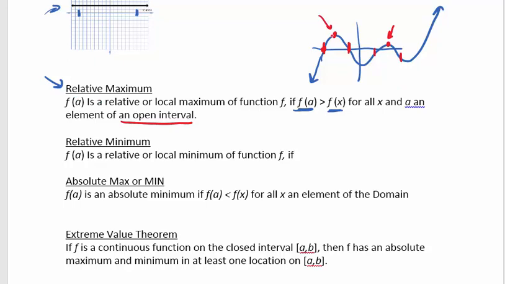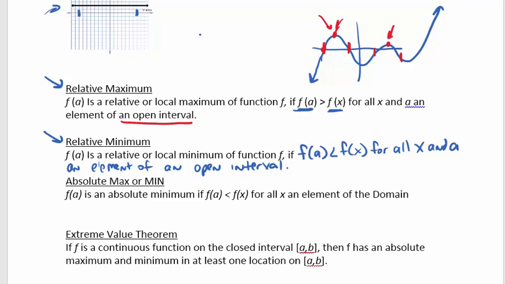So f of a at our point A here is a relative or local maximum if the function evaluated at this point A is greater than the function evaluated at all these other x coordinates around it. And we know it's just around it because it says for all x and a, an element of our open interval. And again, just this smaller open interval we're looking at here. Okay? Why don't you go ahead now and pause your video player, and finish the relative minimum definition, using this mathematical language we've been demonstrating here.